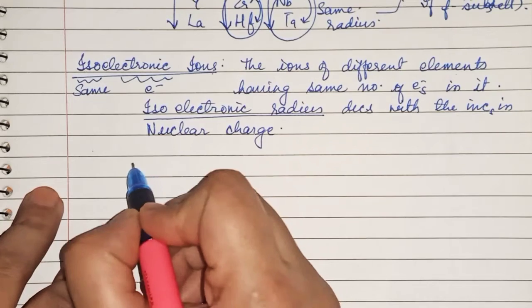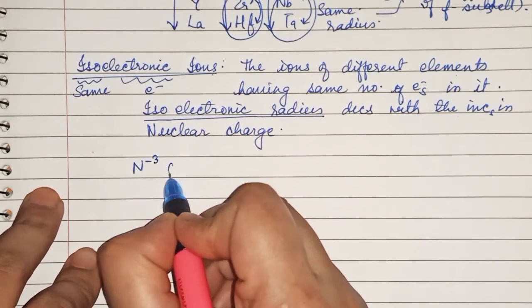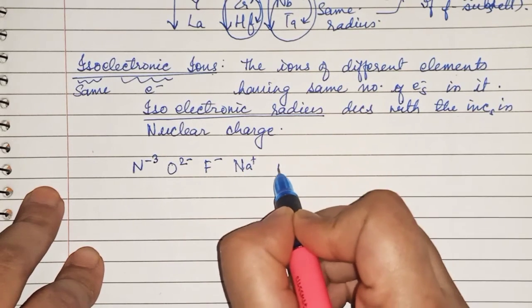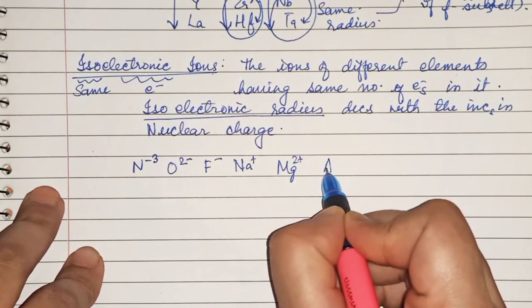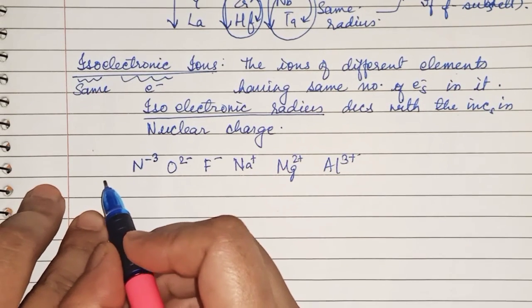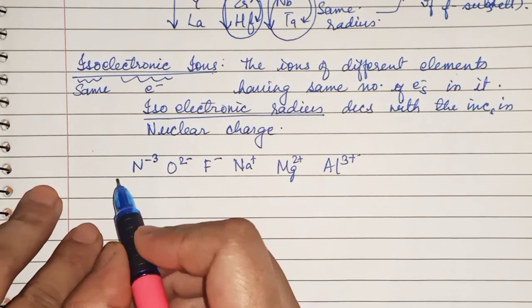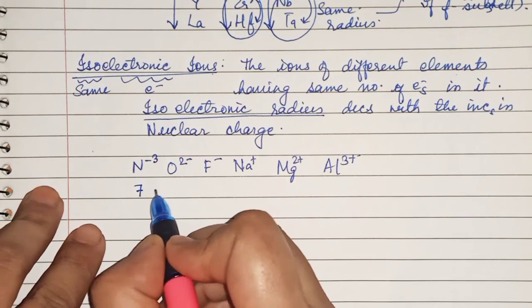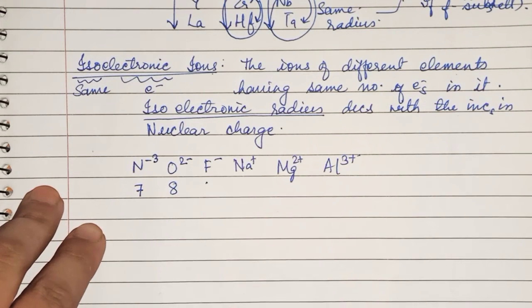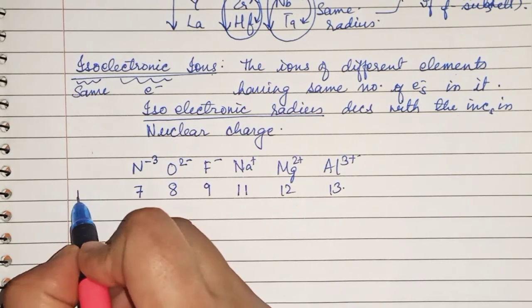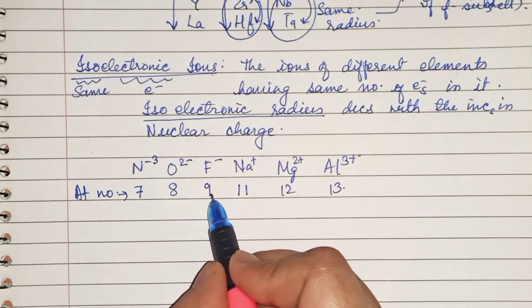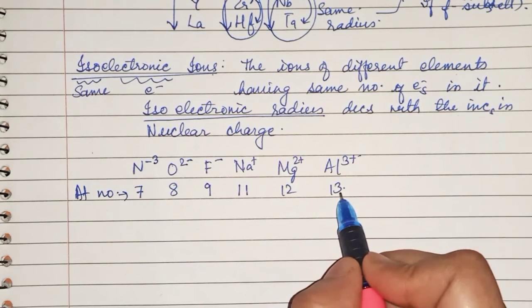Okay, let's take an example: N3-, O2-, F-, Na+, Mg2+, Al3+. The atomic number of nitrogen is 7, oxygen is 8, fluorine is 9, sodium 11, magnesium 12 and aluminium 13. These are the atomic numbers of nitrogen, oxygen, fluorine, sodium, magnesium and aluminium.